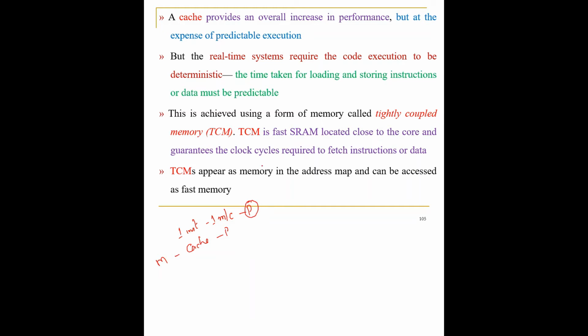In real-time systems, the code execution predictions might fail if there is a cache memory. But the real-time systems require the code execution to be deterministic. The time taken for loading and storing instructions or data must be predictable. This is what I expect in a real-time system. But if a cache memory is placed between the main memory and the processor, or the ARM core, normally this becomes unpredictable. You cannot predict it.